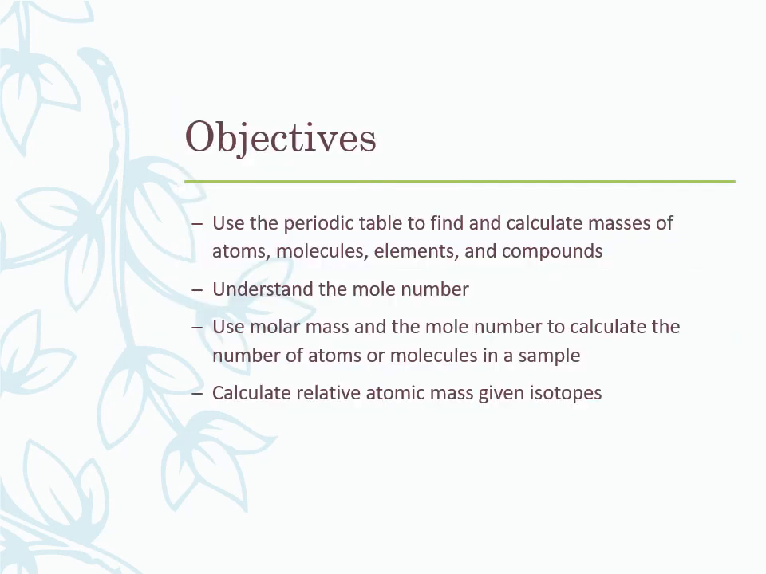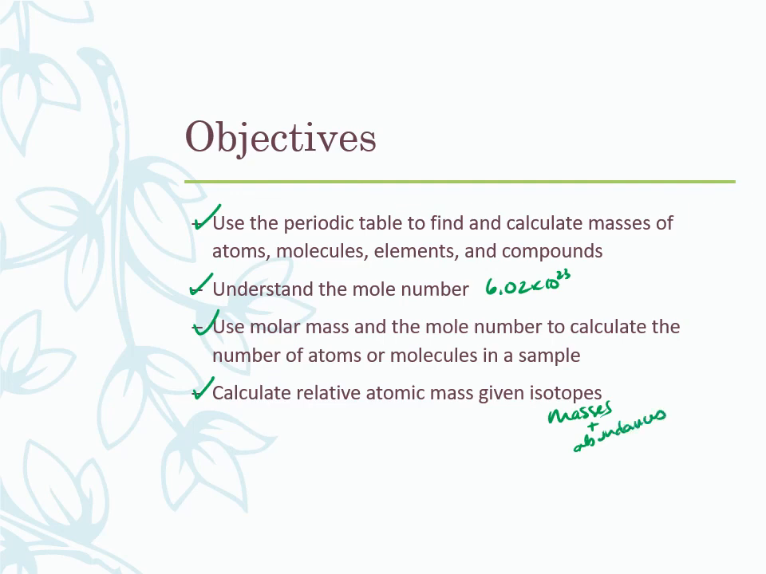All right. Did we achieve all of our objectives? Yes, we did. We used the periodic table. We found out how to calculate masses of atoms, molecules, elements, and compounds. We talked about that crazy mole number, 6.02 times 10 to the 23rd particles in a mole. We used molar mass and the mole number to calculate the numbers of atoms or molecules in a sample. We looked at the CO2 and the sulfur. And then we finally calculated relative atomic mass, given the isotopes' masses and abundances.